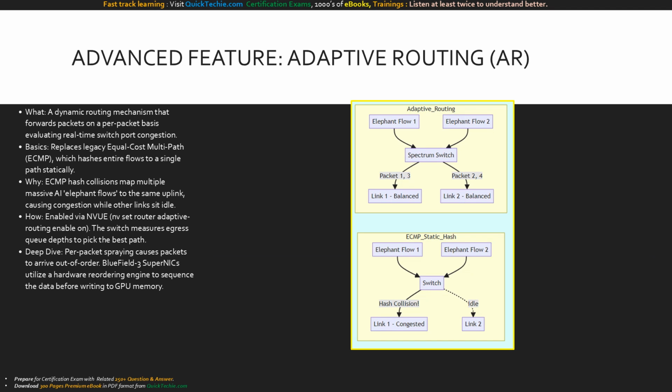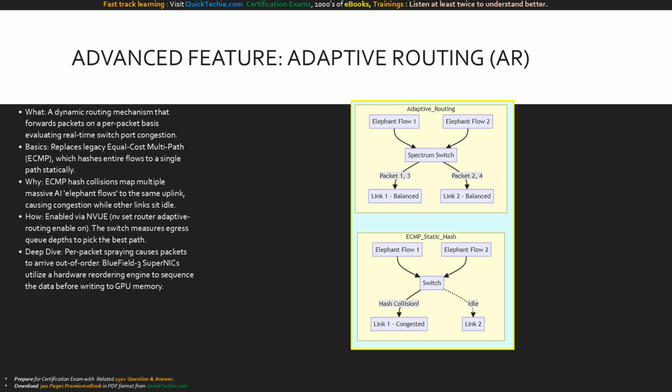Slide 4 introduces a massive leap in fabric efficiency, adaptive routing. What is it? It is a mechanism that routes data packet by packet based on actual, real-time congestion. The basics involve moving away from legacy ECMP. ECMP looks at a packet header and hashes the entire flow to one physical path. Why does ECMP fail in AI? Because AI creates massive elephant flows. If ECMP accidentally hashes two of these flows onto the same spine link, you get a devastating collision, while parallel links do absolutely nothing. How do we fix this?